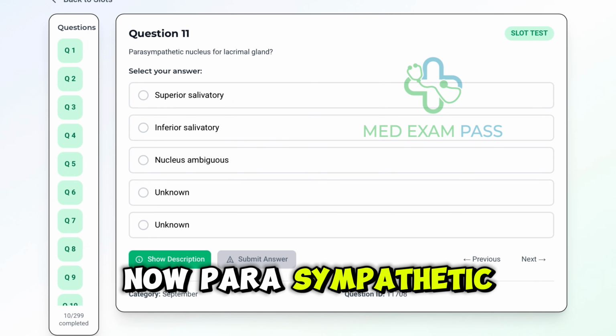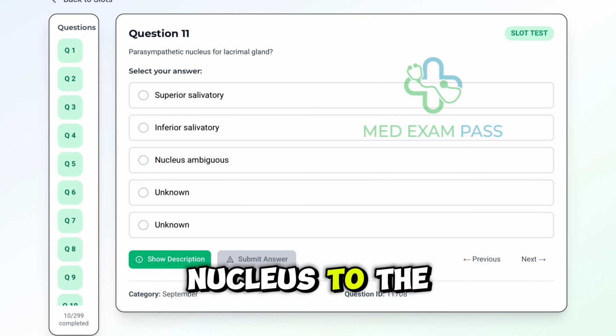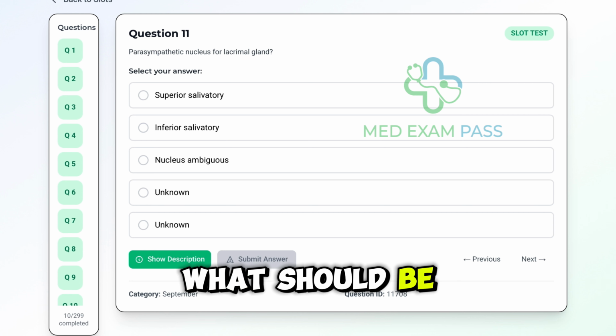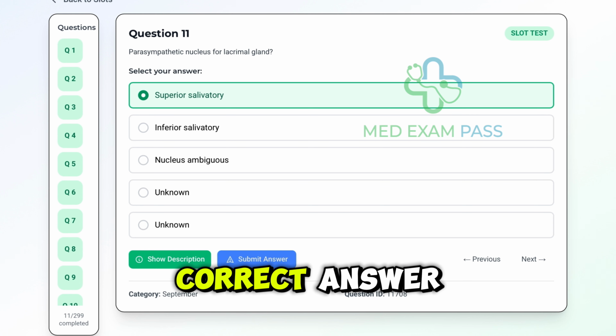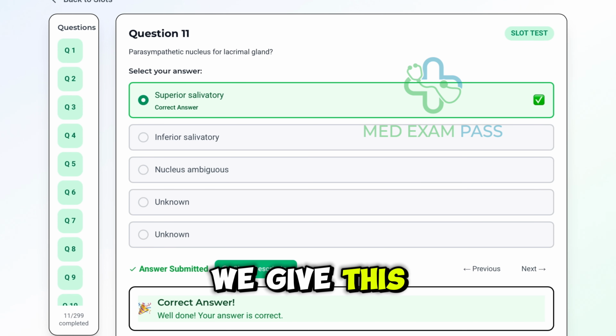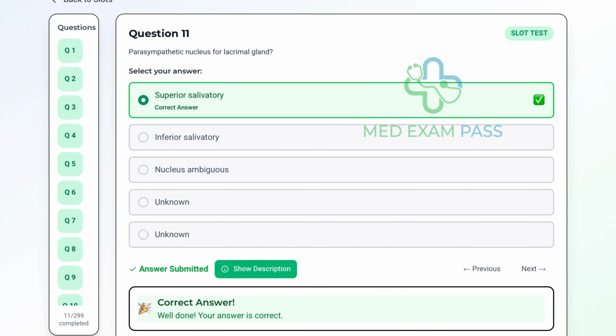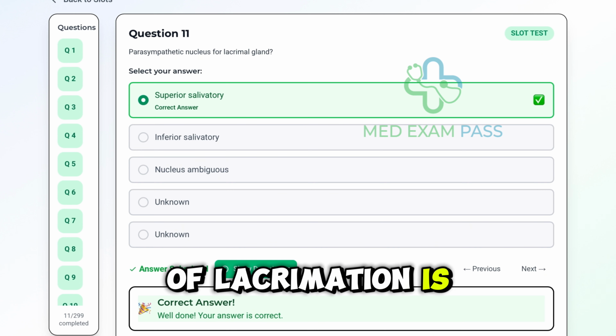Now, the parasympathetic nucleus to the lacrimal gland. What would be the possible answer here? The superior salivatory nucleus is the correct answer. Yes, this is the correct answer. So the pathway of lacrimation is very important.